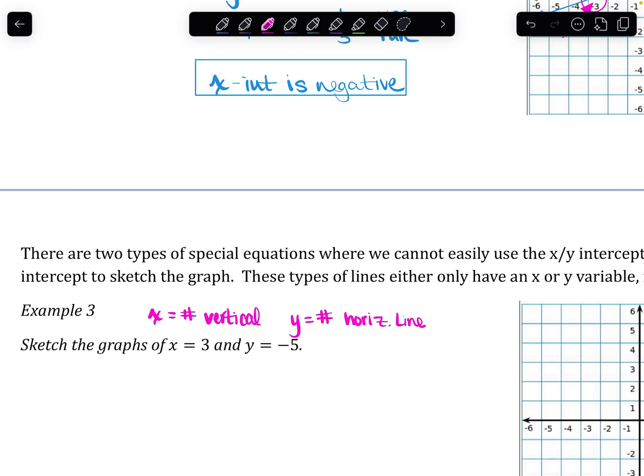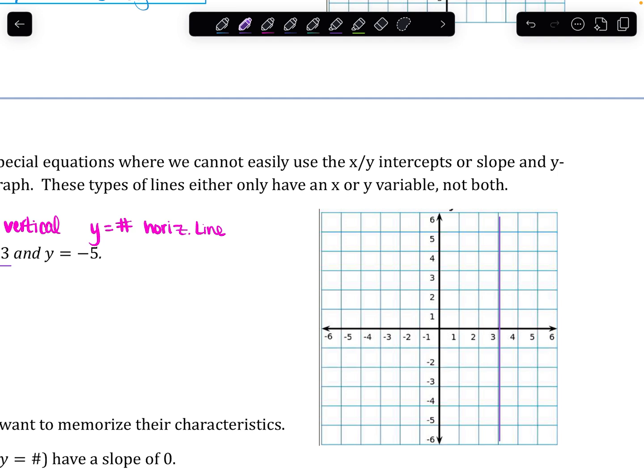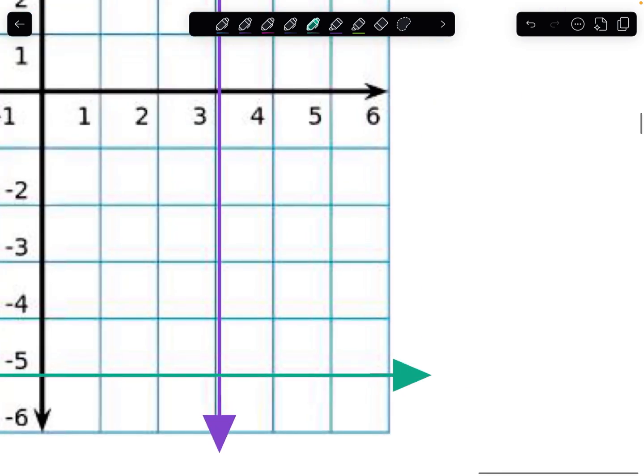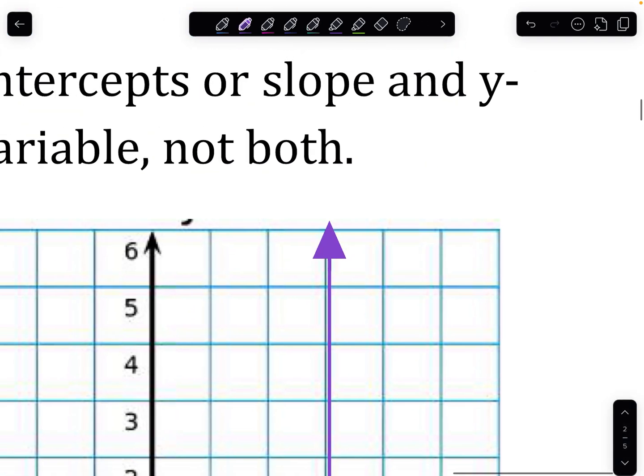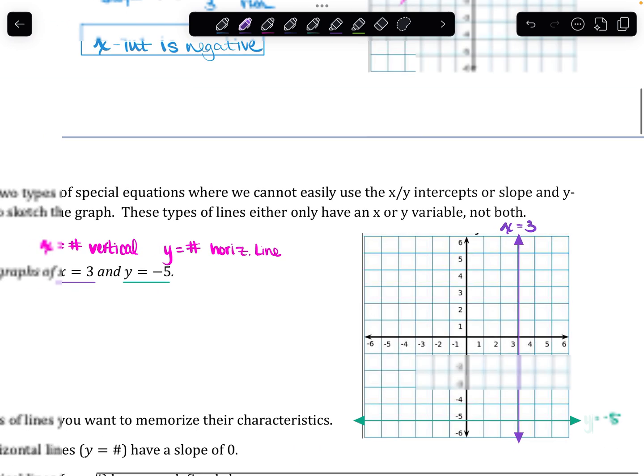There's some special things about each of these lines. So let me get them drawn in first. The x equals 3, I will draw first. So here is 3 on my x-axis. I have to cross it, get my arrows. The line y equals, we will do in green or seafoam, whatever color that is. So -5 is here. Get my arrows. So there's our two lines, and I'll label them off to the side. Oops, purple. All right, so there's our two special types of lines.